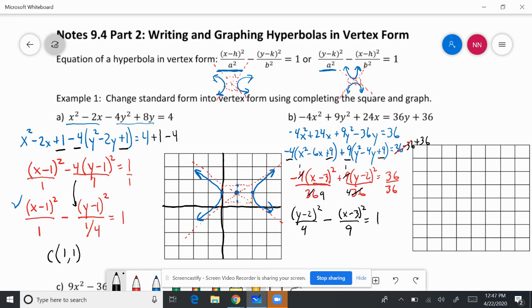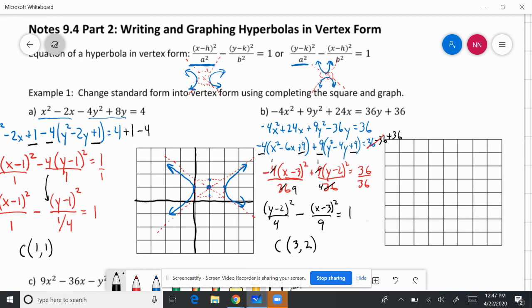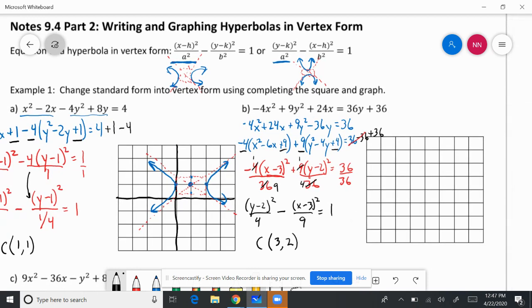So the center of my hyperbola, I'm going to put the x first, which is 3. I'm going to put the y second, which is 2. So I have a center at 3 and 2. Notice that the y value is positive, so I know that it's going to be going up and down. And what I'm going to be doing is I'm going to move the center, or I should say the x and y axis, over just so I can fit it on our graph.